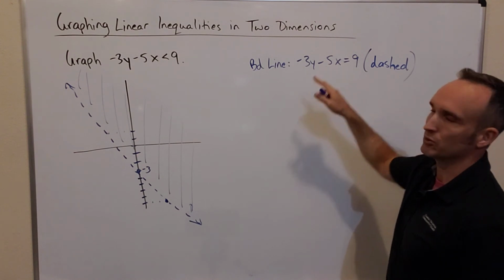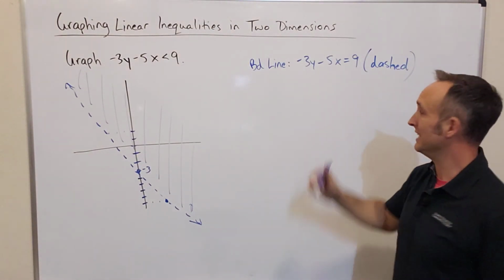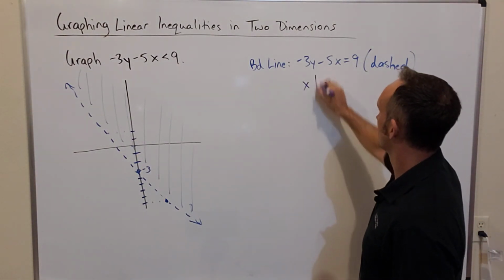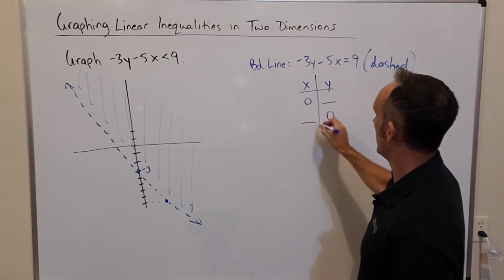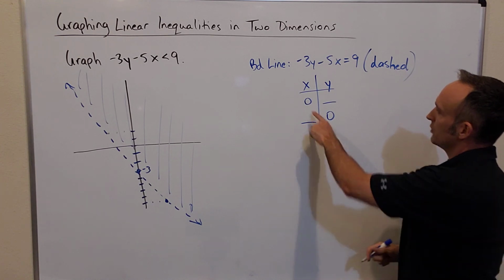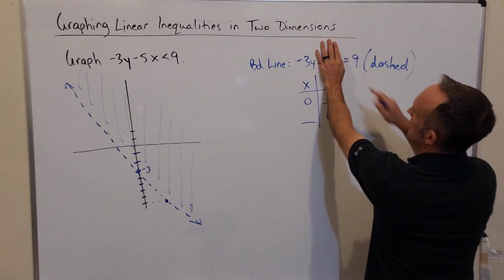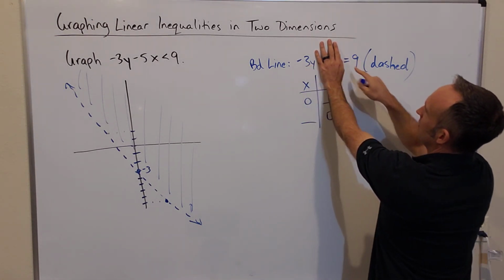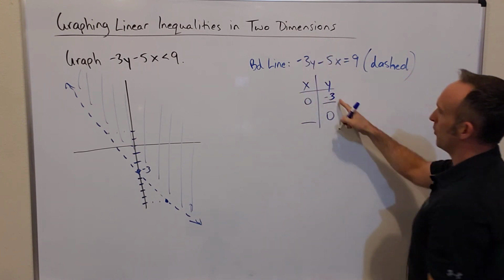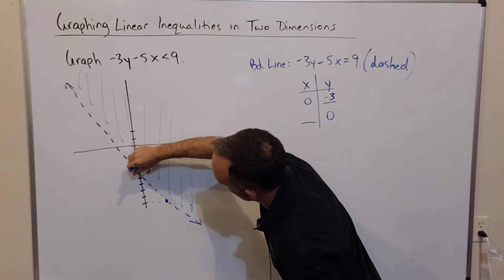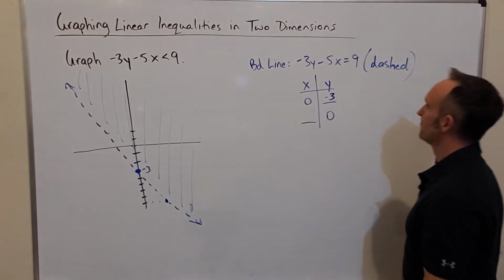Now, how do you graph this? Well, it's in standard form, so intercepts will be easiest. So we'll plug in 0 for x to get y. We'll plug in 0 for y to get x. So if I plug in 0 for x, I can see that if I divide by -3, 9 divided by -3 gives me -3. So my y-intercept is still 0, -3, which we already knew from before.